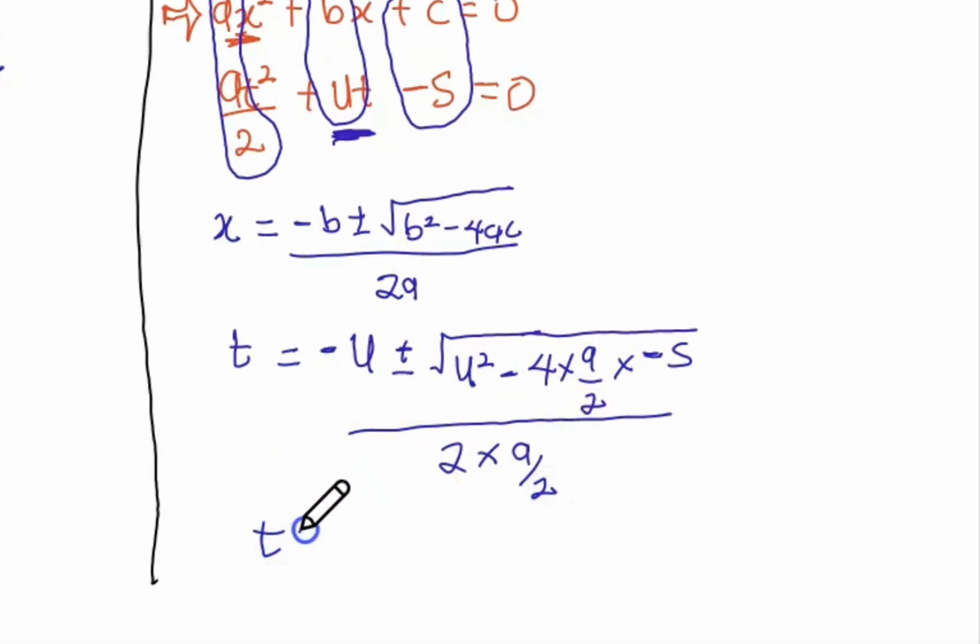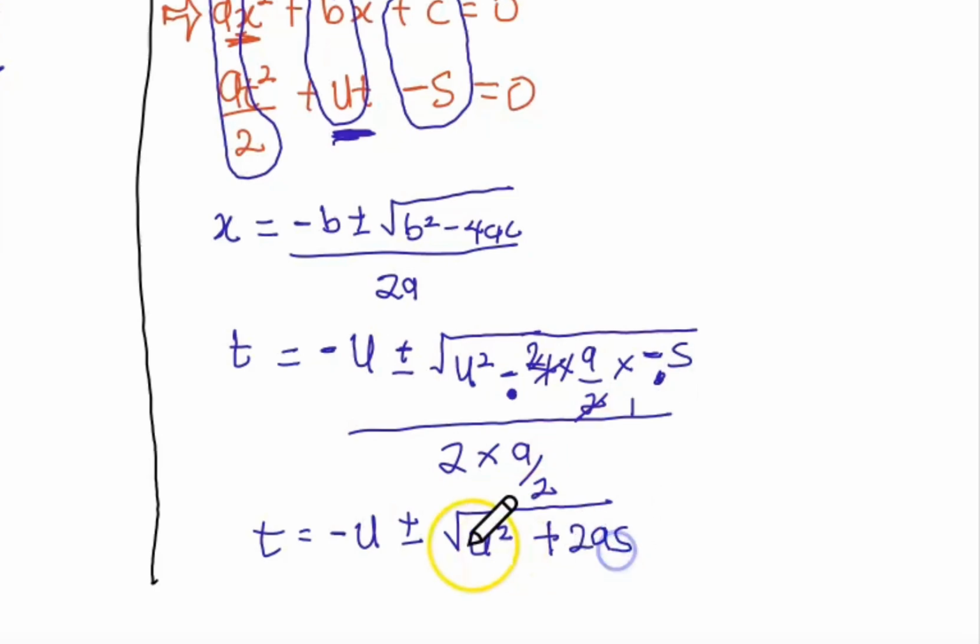Now our final answer will be minus u, that's a plus or minus. We are going to take this root. Now u squared is going to remain u squared. Now 2 into 2 is 1 and 2 into 4 is 2, so we have a 2 here. Now this minus here times minus here will give us plus, so that will be a plus 2 times a times s. So we are going to have that over... Now 2 will cancel out 2. So what are we left with? We are left with a. So our answer to this question is t is equal to negative u plus or minus the square root of u squared plus 2s, all over a. So that's the answer to that question.